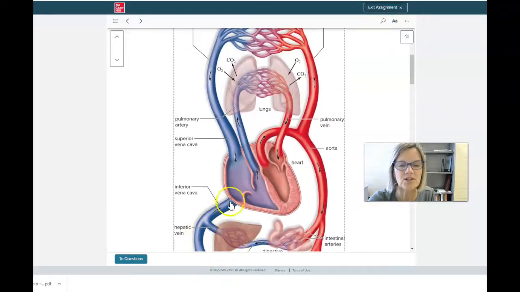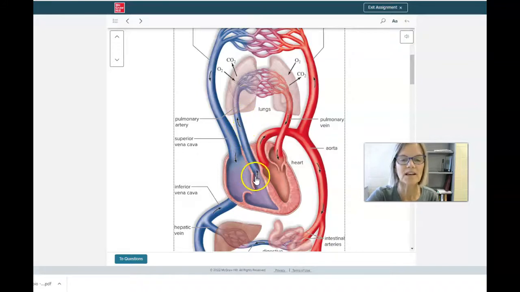That blood is going to arrive in the right side of the heart. Now that blood needs to be replenished with oxygen, so it's pumped to the right ventricle and then out the blood vessel that we call the pulmonary artery. Remember, arteries always carry blood away from the heart, and they almost always contain oxygenated blood. The pulmonary artery is the exception, in that it carries deoxygenated blood.